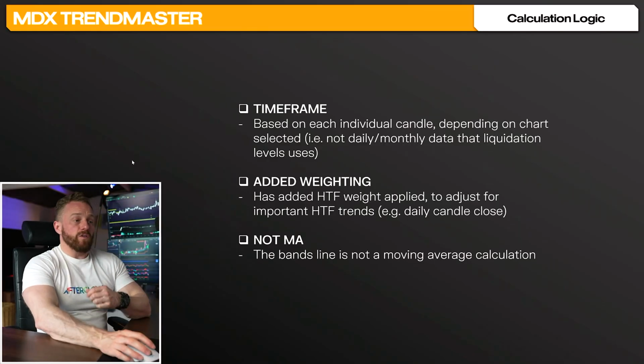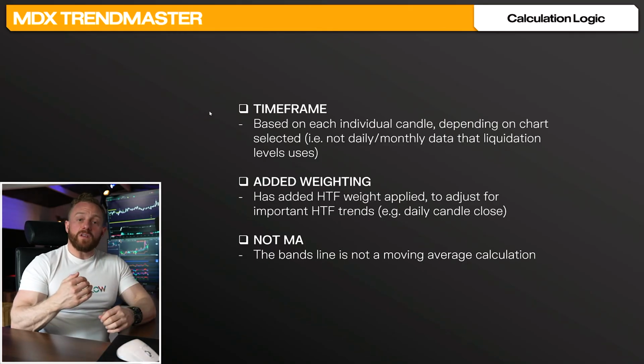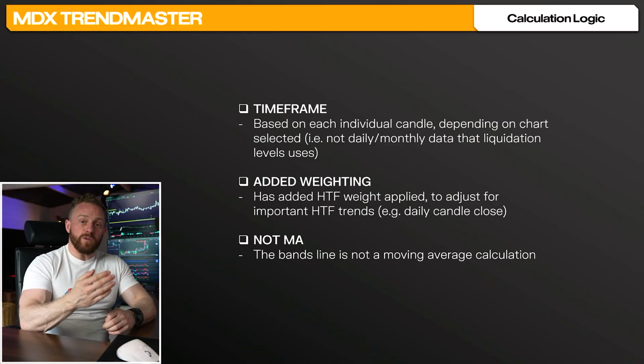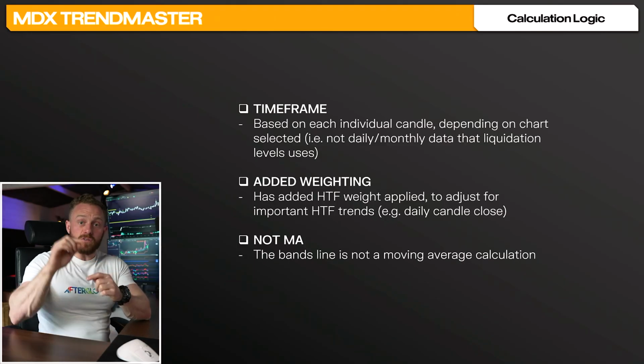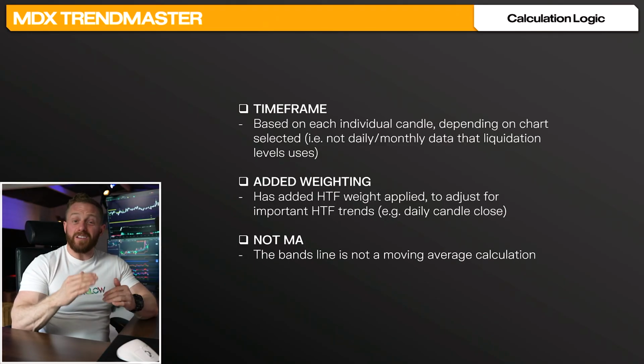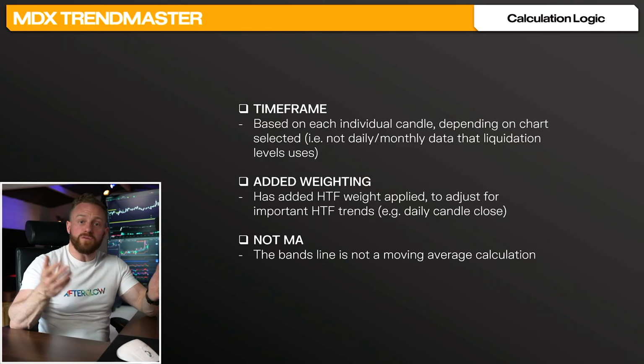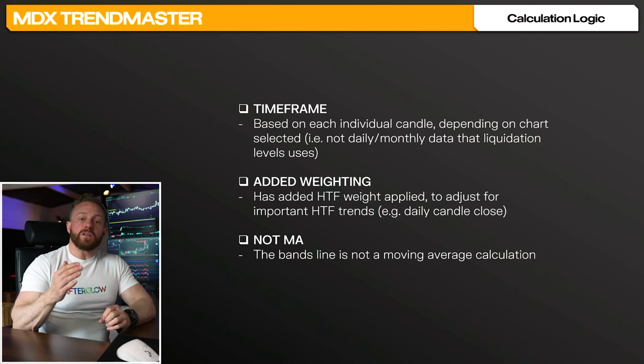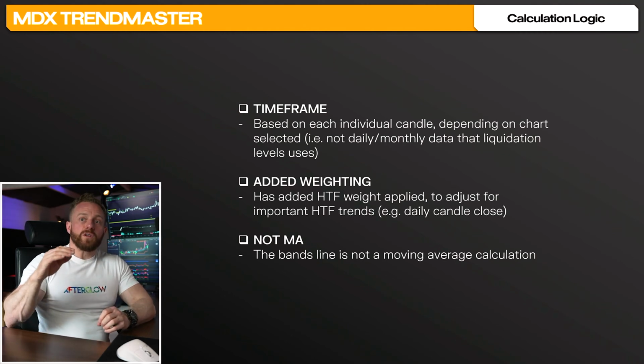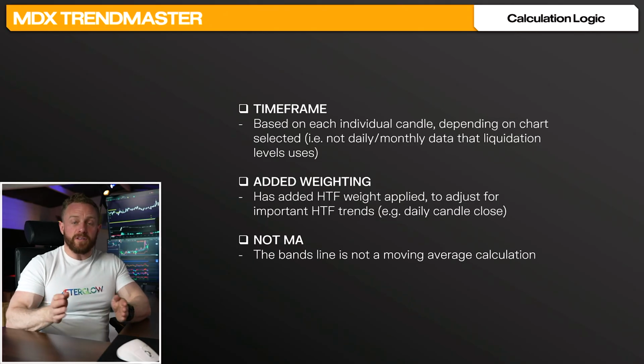So there are some key differences in the calculation logic the liquidity bands use versus the liquidity levels, which is worth getting your head around to better understand and get the most out of this tool. So the first difference is the bands use individual candles to do the calculation of where to place the band, and that depends which chart you're on, whether it's the 15-minute, 4-hour or daily. Unlike the liquidity levels, which uses only either daily or monthly data.